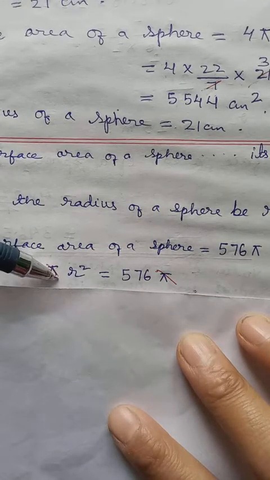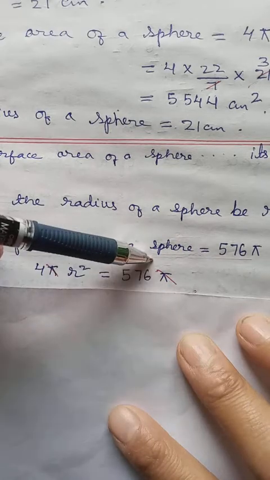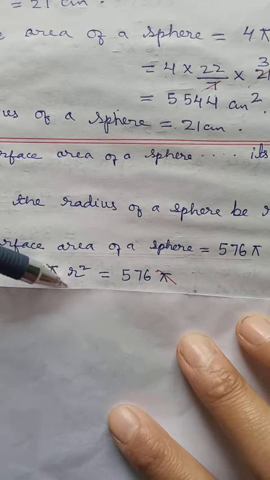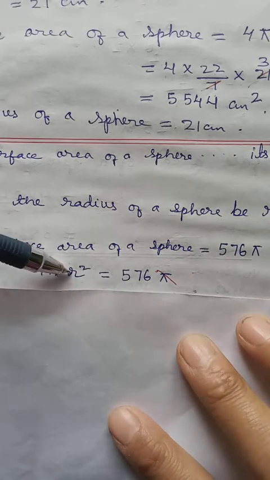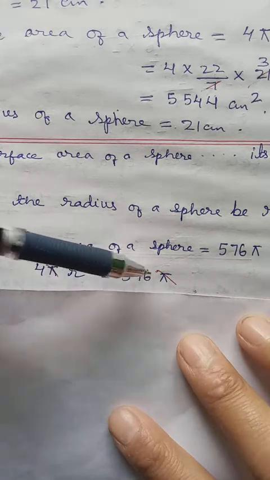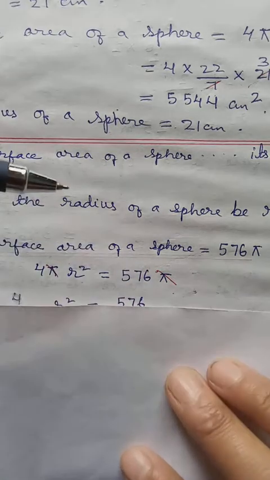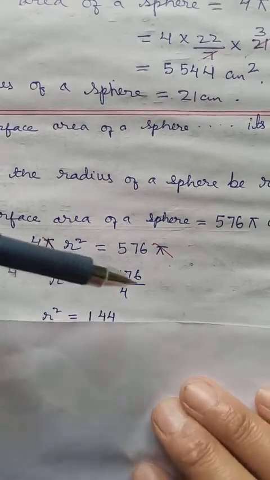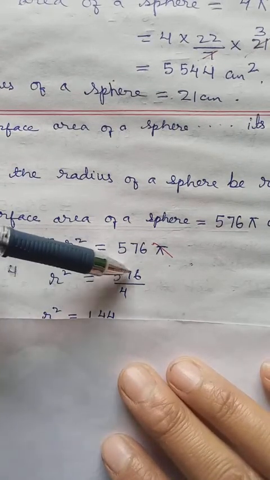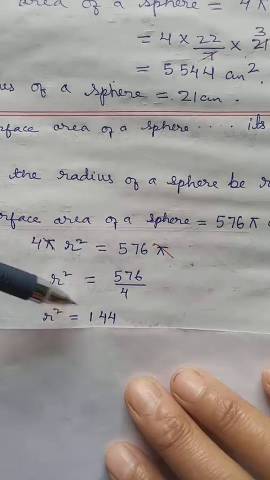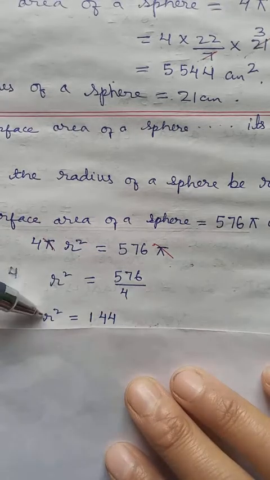Here we have multiply, so pi we can cancel. Now our main aim is to get r first, so this is multiply. If I take it aside, it becomes divide. So you can write r square equal 576 divided by 4 and divide it yourself. Okay, after we divide, we find that 4 1 4, 4 16, 4 4. So r square equal 144, but we want only r.